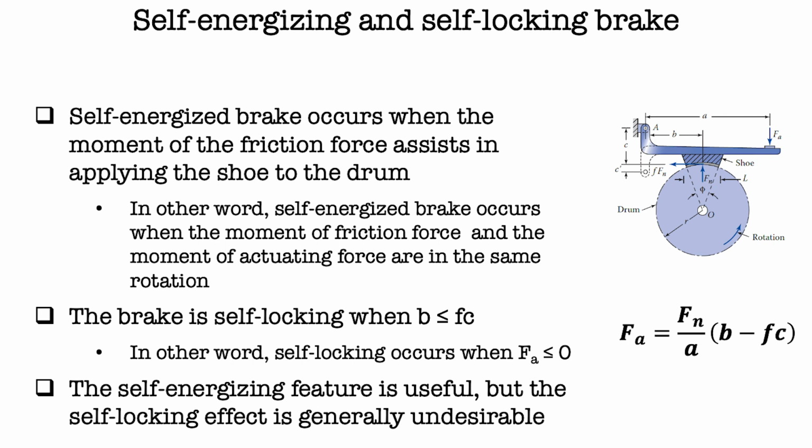The brake is self-locking when B is less than or equal to Fc. As you can see here, when B is less than or equal to Fc, then Fa becomes 0 or negative. So we can say that self-locking occurs when Fa is less than or equal to 0. The self-energizing feature is useful, but the self-locking effect is generally undesirable.